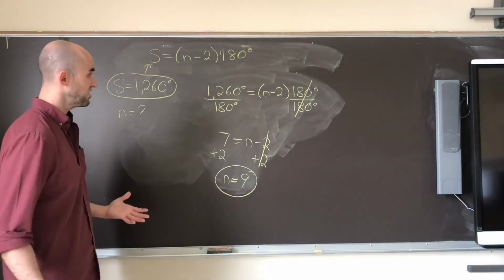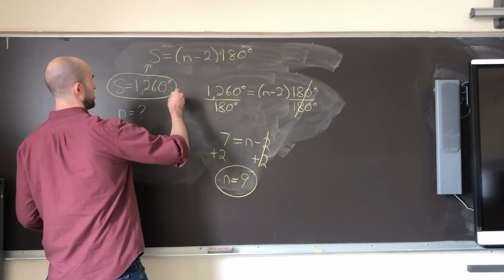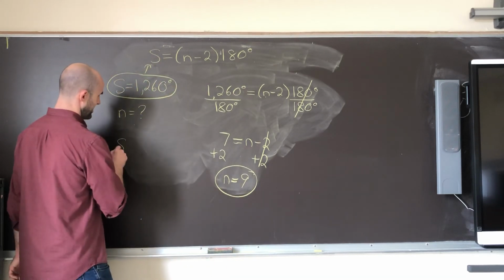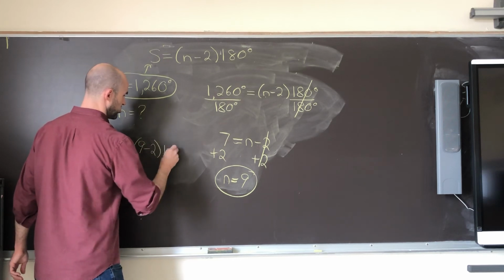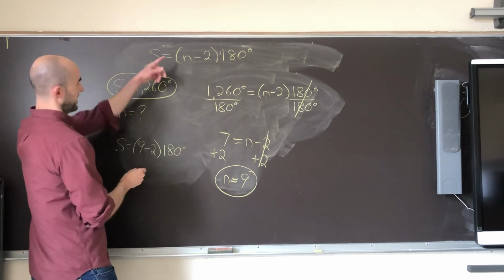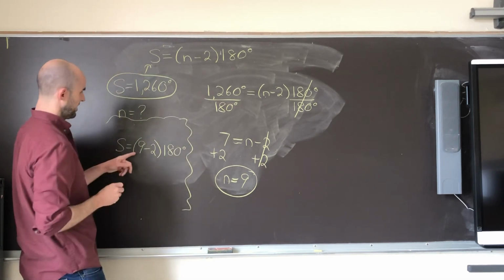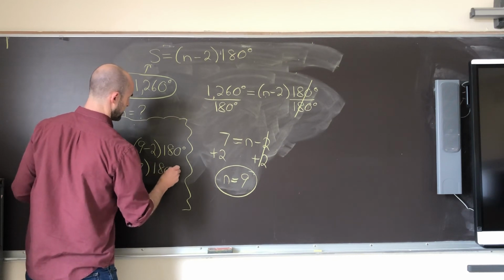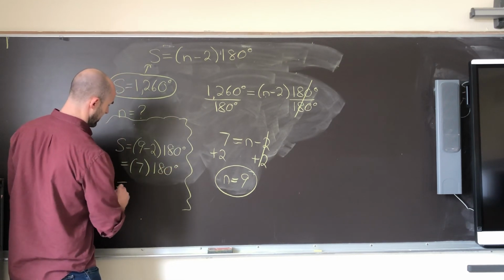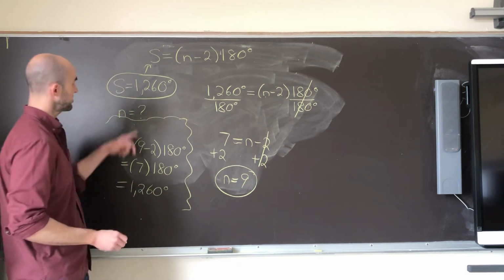And again, if you wanted to check it to make sure that you're right, we can just take it and substitute it, right? We can do literally S equals 9 minus 2 times 180. This is just a check. 9 minus 2 is 7, right? 7 times 180 would end up giving us 1,260, which tells us that our answers match. It's right.